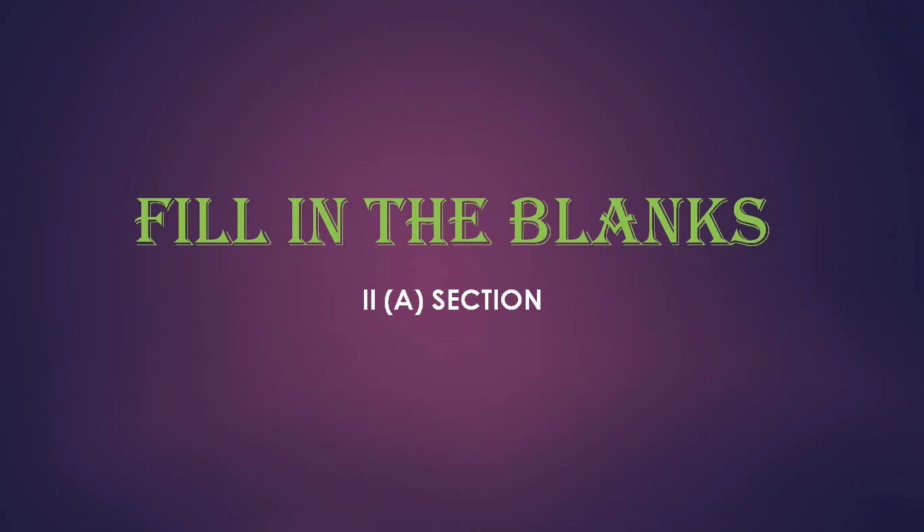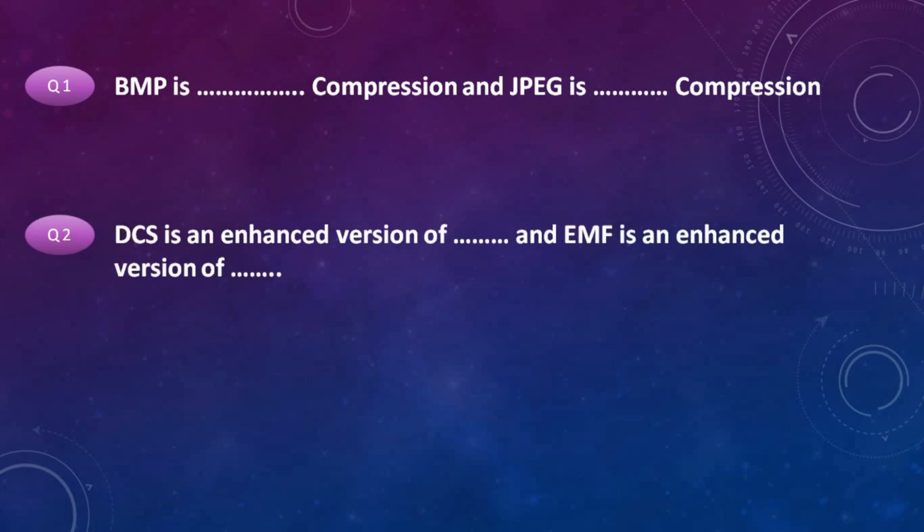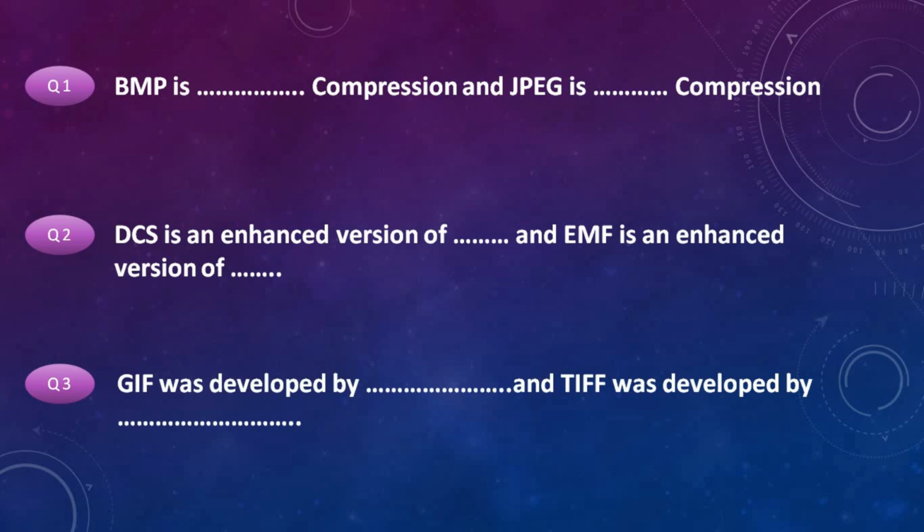The next session, we have fill in the blanks. First one, BMP is dash compression and JPEG is dash compression. DCS is an enhanced version of dash and EMF is an enhanced version of dash. Next one, GIF was developed by dash and TIFF was developed by dash.